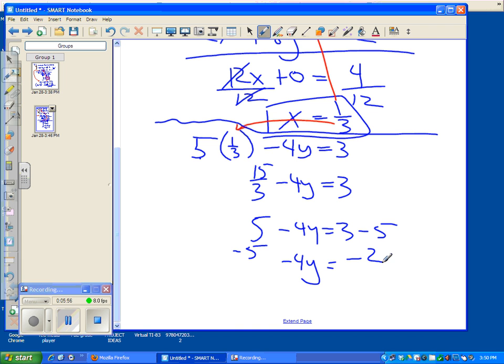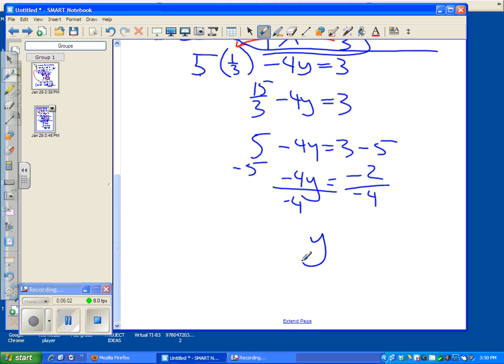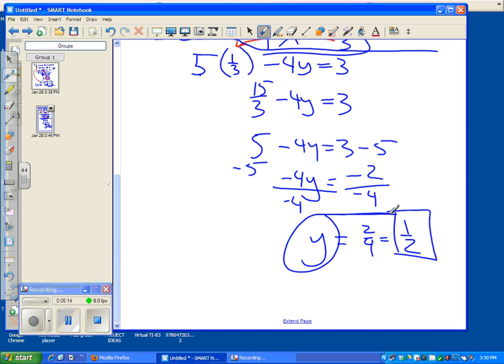And I divide a negative 4 on this side and divide a negative 4 on this side, which should give me a positive number. y is equal to 2 over 4, which can be reduced to 1/2. And so my answer for y is 1/2.